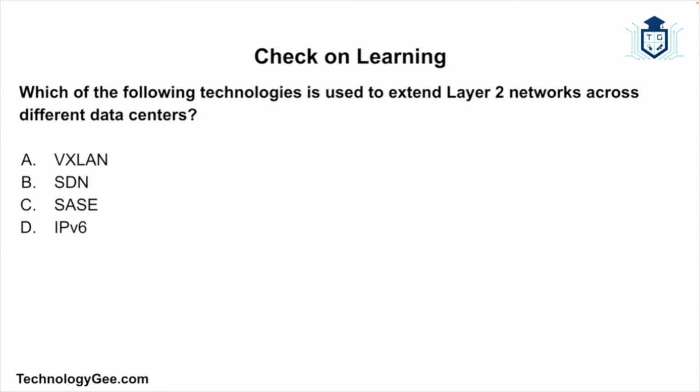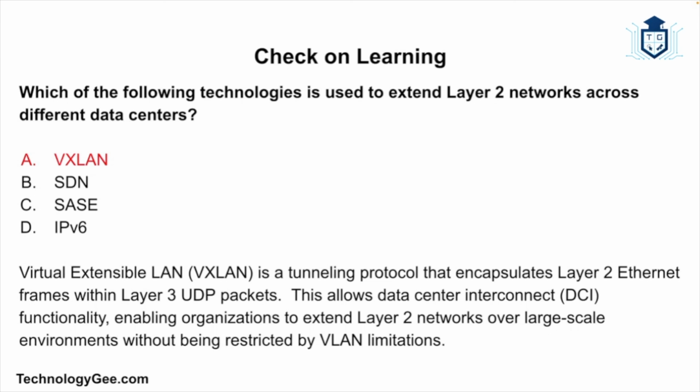Next question. Which of the following technologies is used to extend layer 2 networks across different data centers? Would this be VXLAN, SDN, SASE, or IP version 6? And the correct answer is VXLAN. So, Virtual Extensible Local Area Networks. This is a tunneling protocol that encapsulates layer 2 Ethernet frames within layer 3 UDP packets. And this allows data center interconnect functionality, which enables organizations to extend layer 2 networks over large scale environments without being restricted by VLAN limitations.